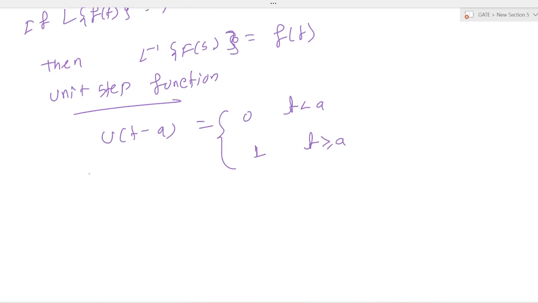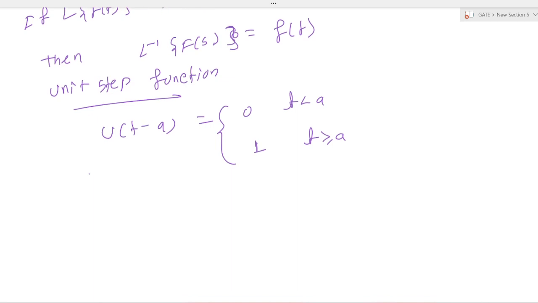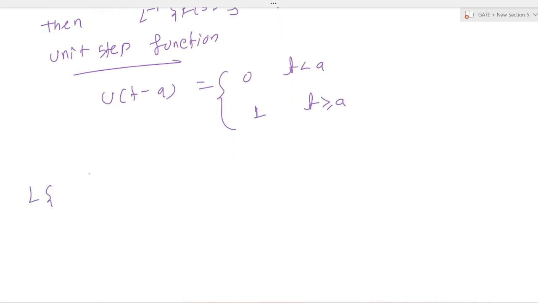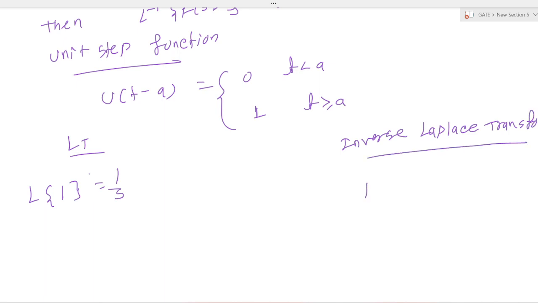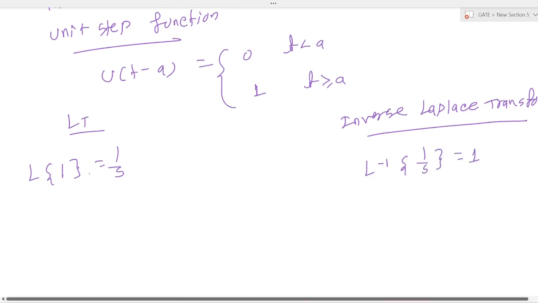First the Laplace transforms, and next I talk about the inverse Laplace transforms. The first: L of 1 is equal to 1 by s. This is the Laplace transform, and this is the inverse Laplace transform: L inverse of 1 by s is equal to 1. Next, L of e to the power at is equal to 1 by s minus a.